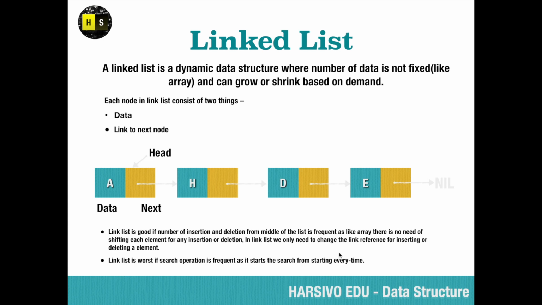It is totally opposite of an array. Array is good for search operation because you can search for an element using its index, whereas for insertion and deletion, you will have to play with the memory locations. You have to shift each element in the memory location. So array is not good for insertion and deletion, whereas linked list is good for insertion and deletion because you just have to change the pointer. Whereas array is good for searching and linked list is not good for searching because you have to traverse through each of the elements to search for one single element.